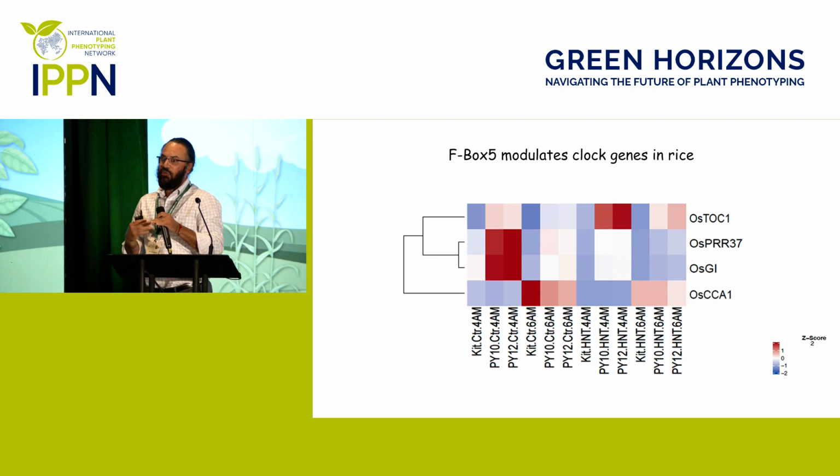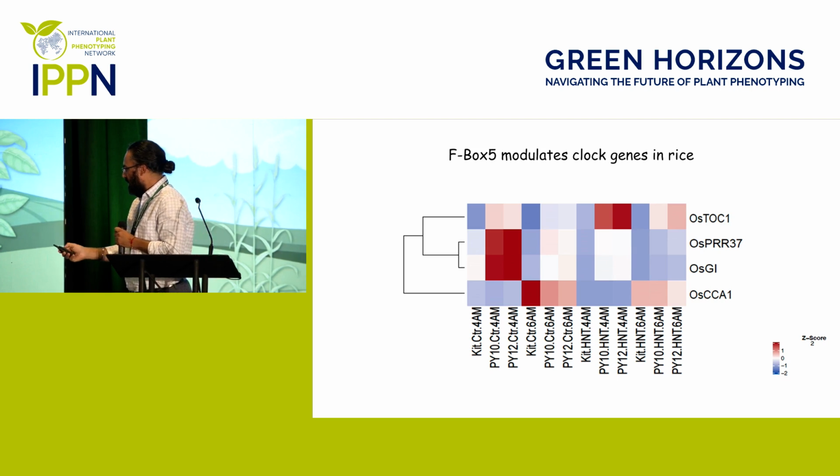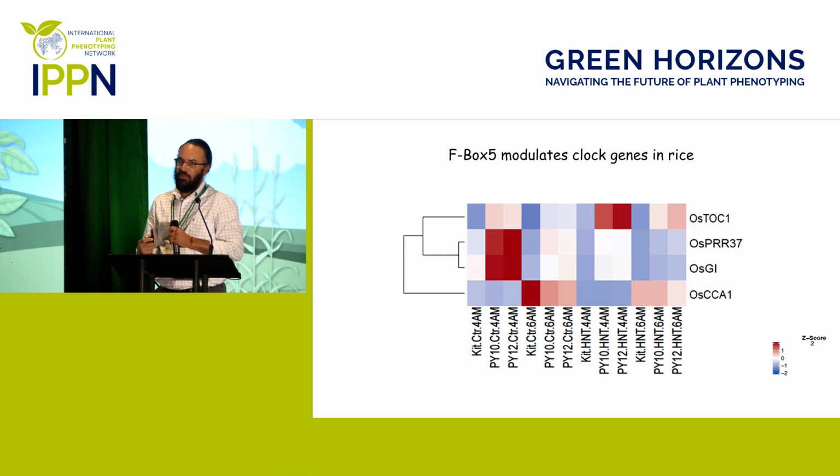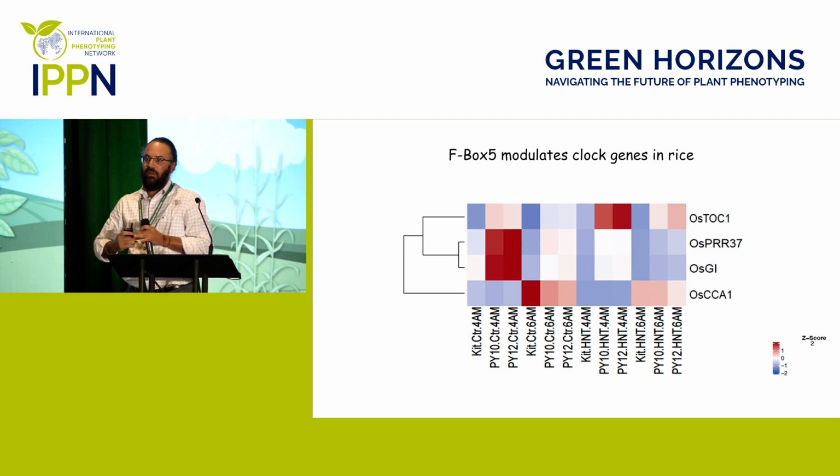So this gene seems to be upstream of these clock genes, and obviously their regulation is disturbed when you look at the second half of this, 4 a.m., 6 a.m., under HNT conditions. So that gave us some new clues to how the warmer nights may be regulating the high night temperature response.